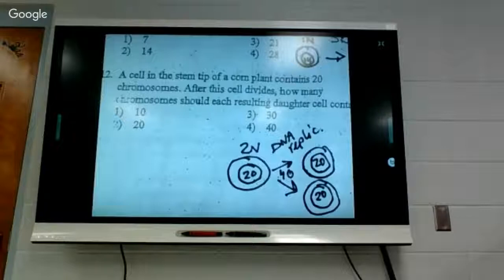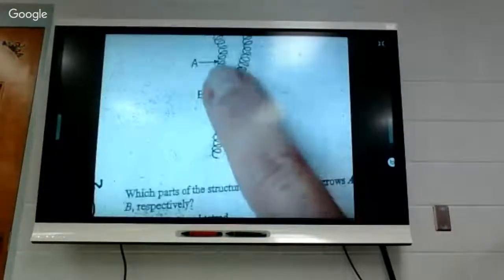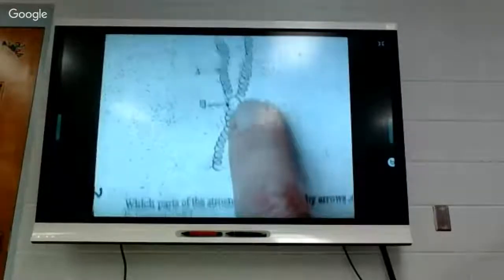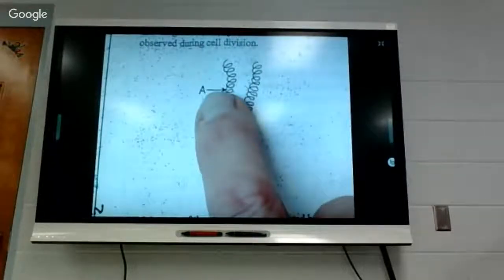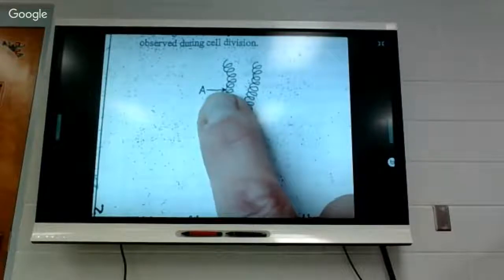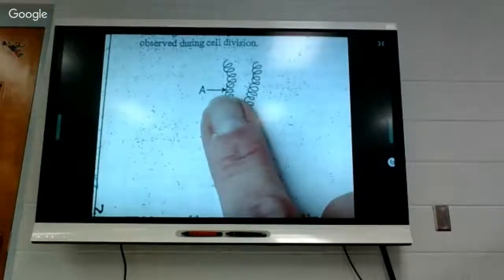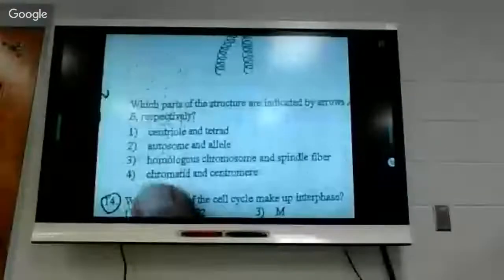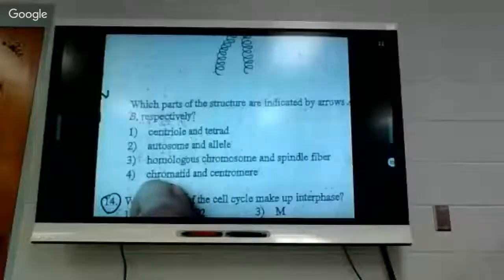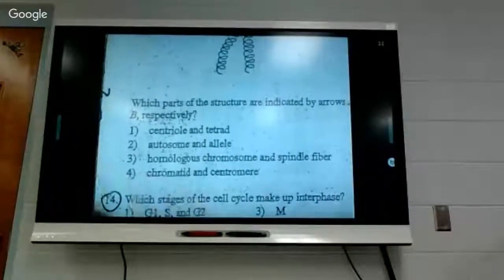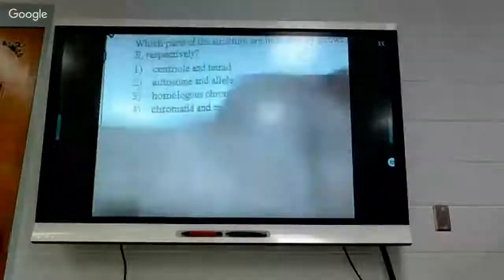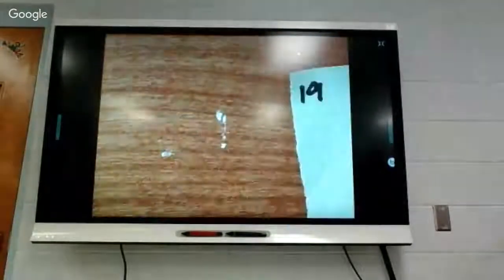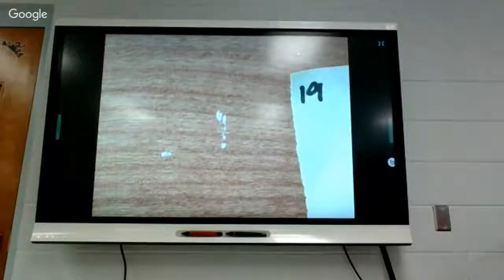So, all right, the last question we're doing today is 13. A is the identical part of a chromosome. So what is that? Chromatid, right. So these are chromatids, and that's the centromere. There's the answer, number 4. Okay. All right. 14 through 17 are questions that we'll get to after we finish the stuff today.